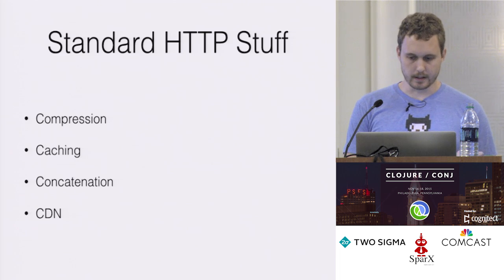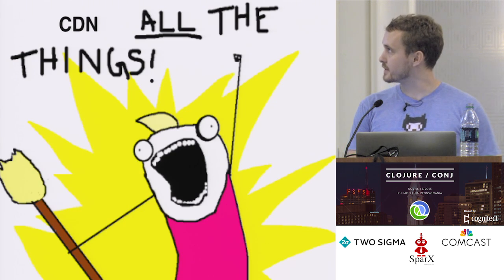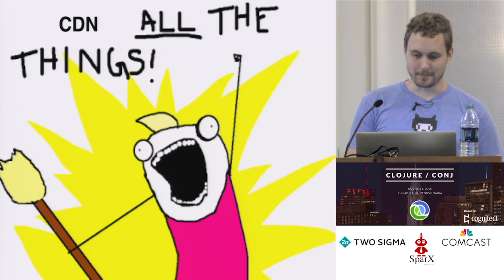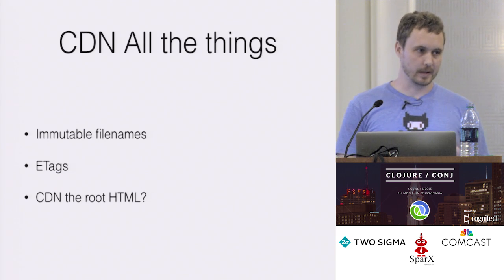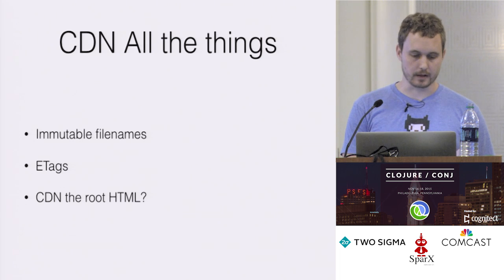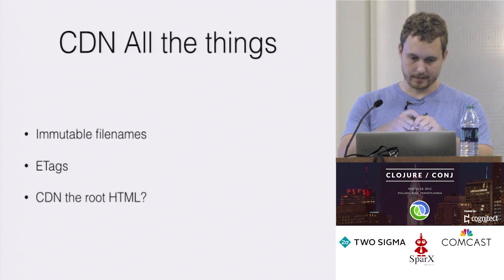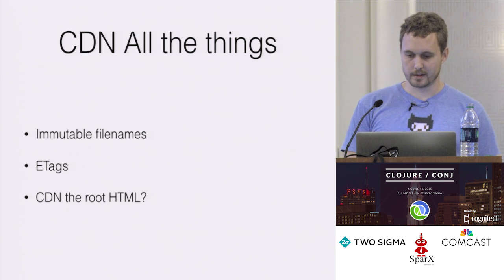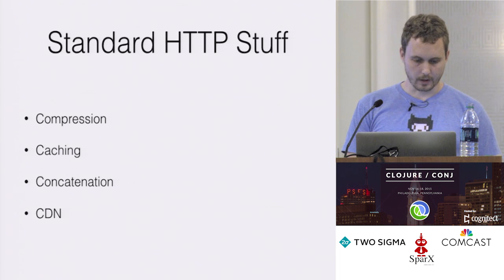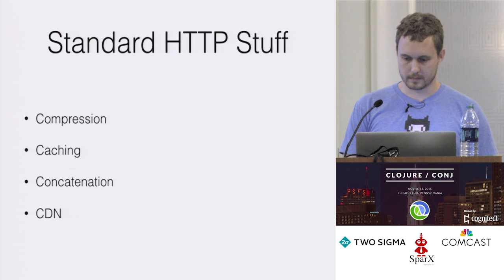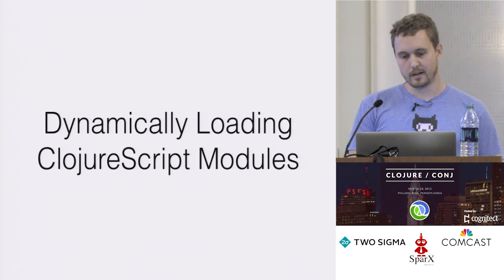And finally, CDN. CDN all the things. We're in Clojure, so we know all about immutable stuff. So use immutable URLs, use e-tags. And then, because you're on a single page app, you can even do things like CDN the root HTML, because the HTML on your single page app is pretty boring. It's just load app.js, right? Okay, so now we've got the boring stuff out of the way.